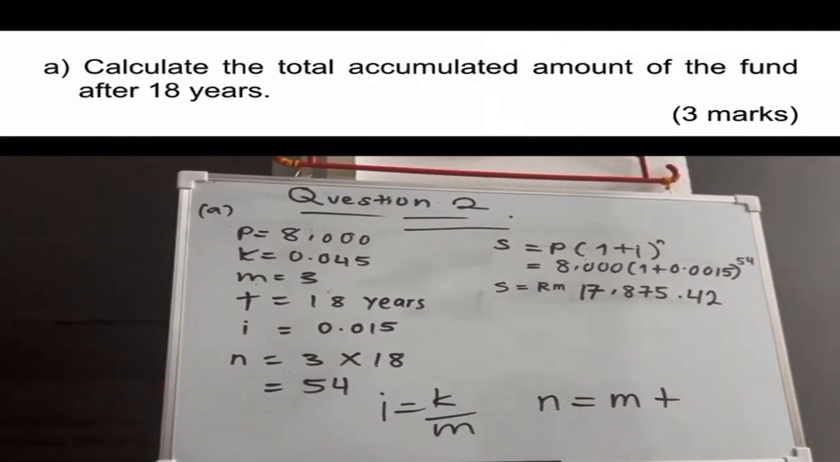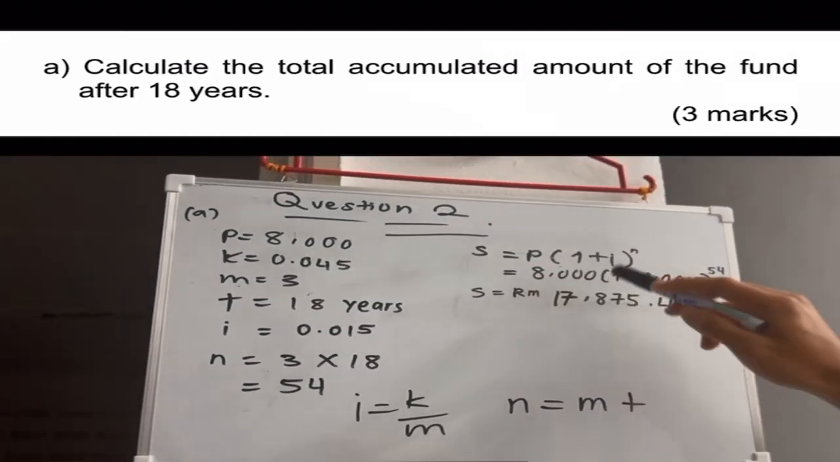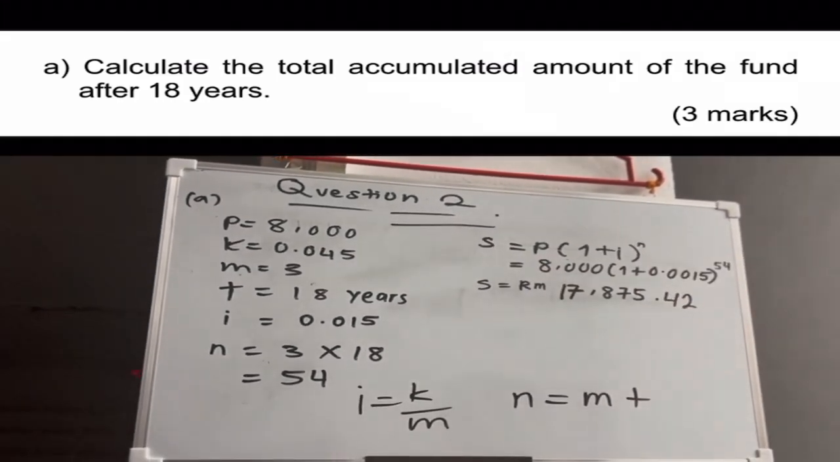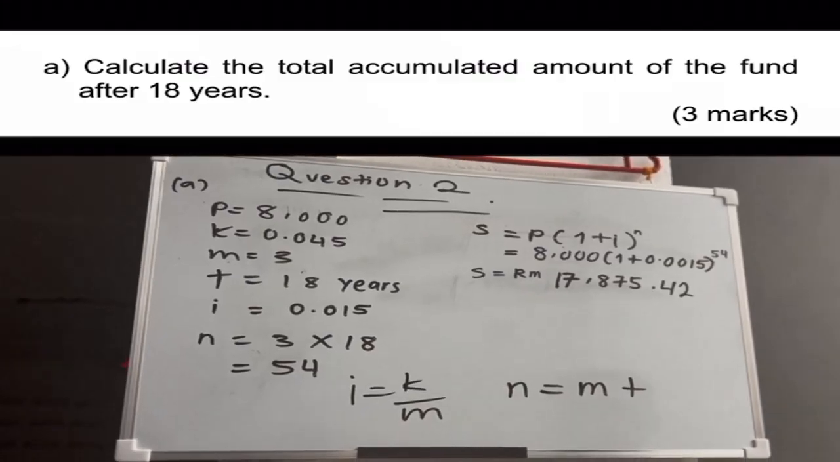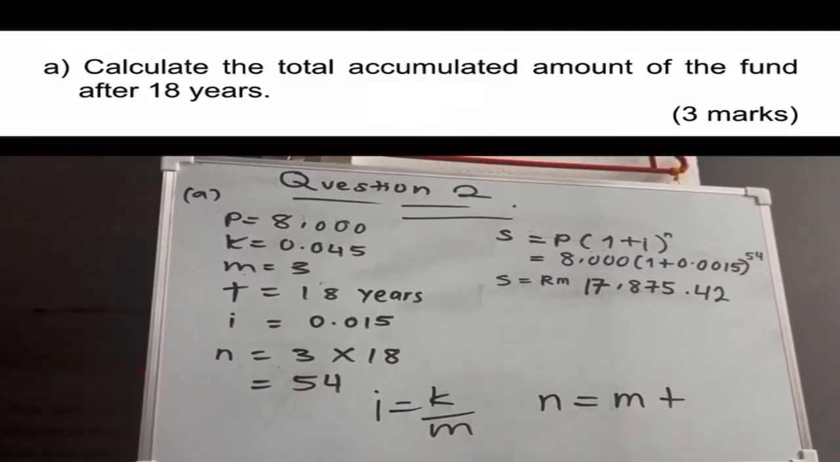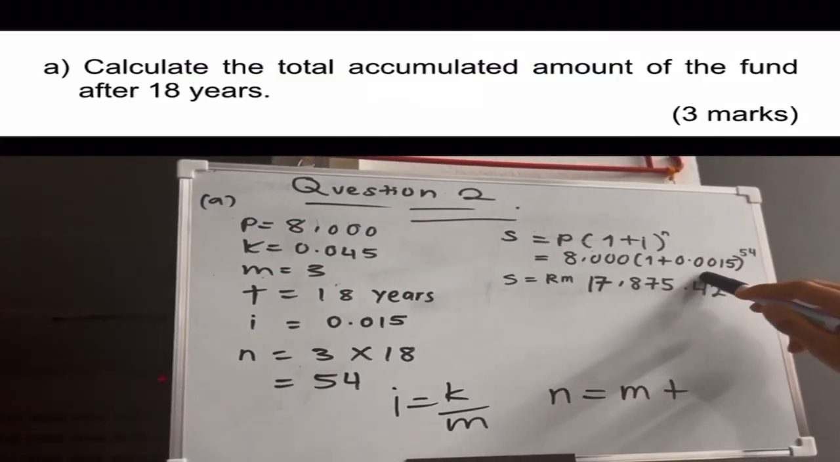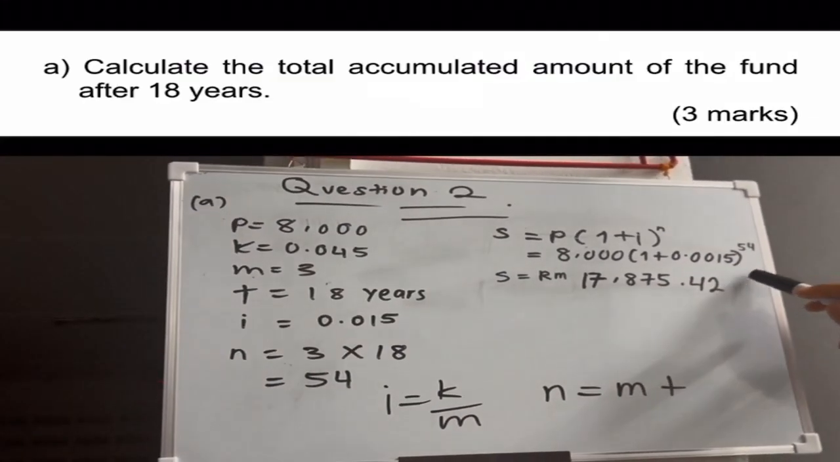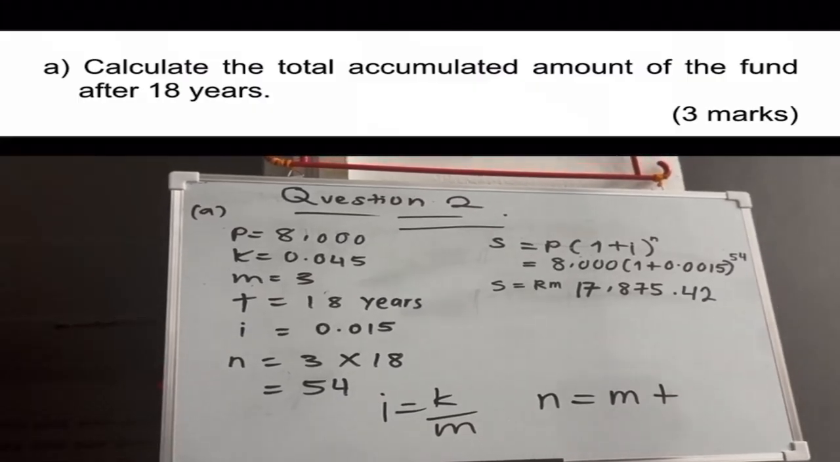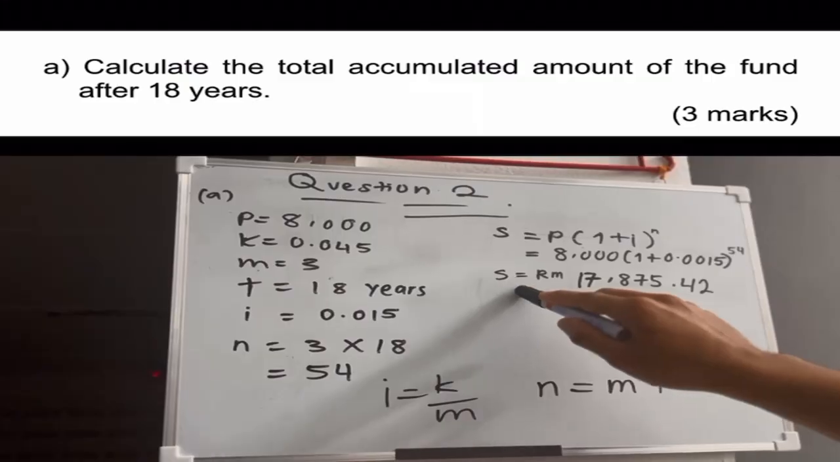So we use the future value formula, S equal to P open bracket 1 plus I close bracket to the power of N. So we know that P is 8,000 and 1 plus 0.015 and the power of 54. If you key all this into the calculator, here we get S equal to RM 17,875.42.